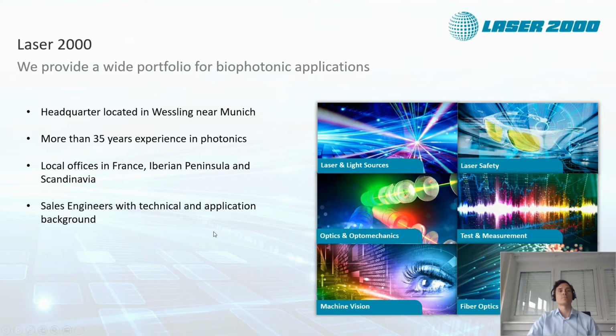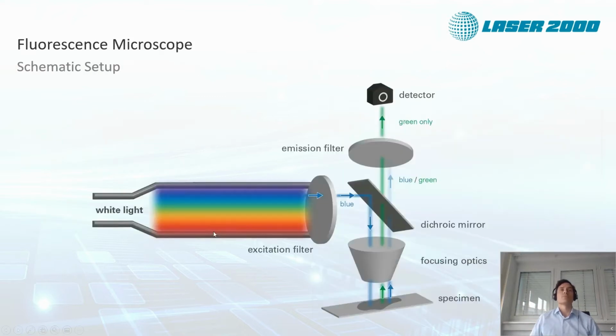But now, let's come to the topic. What I show you here is a schematic setup of a fluorescence microscope. You have a white light source, or a light source in general. You go through some excitation filter, reflect, in this case, the blue excitation light with a dichroic mirror onto the sample through some focusing optics. And then we have the fluorescence light with a longer wavelength, which is going through an emission filter and the dichroic mirror to the detector on the top.